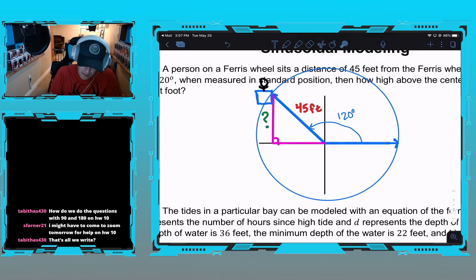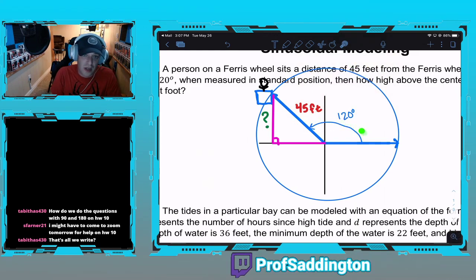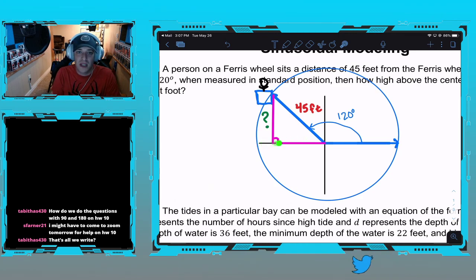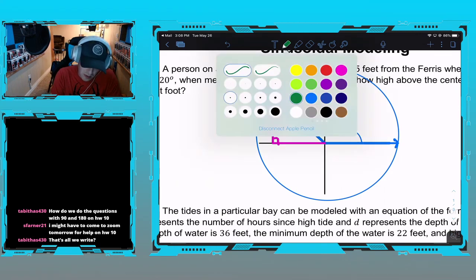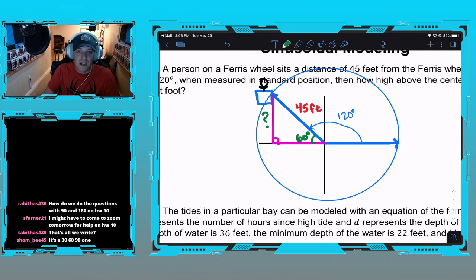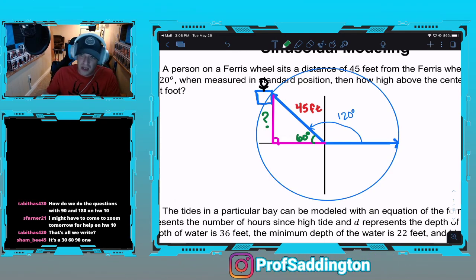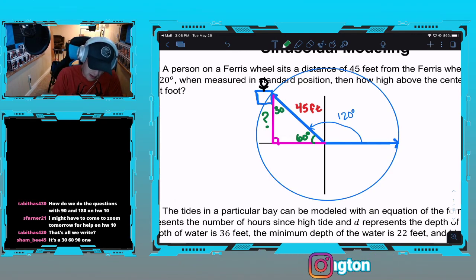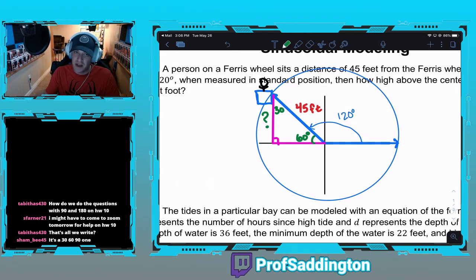Alright, so we know this is 120 degrees. Did it just freeze again? There it goes. 120. So that means this little angle in here would have to be 60 degrees because a straight line is always 180. So I'm going to put a little 60 degrees inside here. So that means that we're working with a 30, 60, 90. Yeah, that's correct. So we know that the one side's 45.